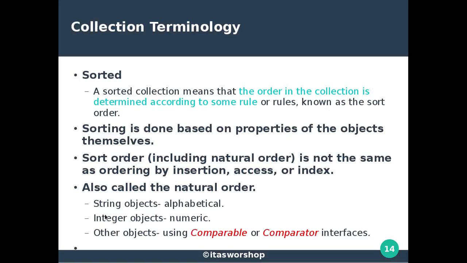For example, if we are talking about string objects, then the natural order is alphabetical, starting from letter A, B, C, and proceeding like that. And when I say integer objects, the order is numeric order, which can be ascending or descending. When we are talking about other objects, we have to give the logic of comparing them with each other, when one object will be considered bigger than the other object. For that we'll be using the Comparable or Comparator interfaces. We'll see how to implement these interfaces for different objects.